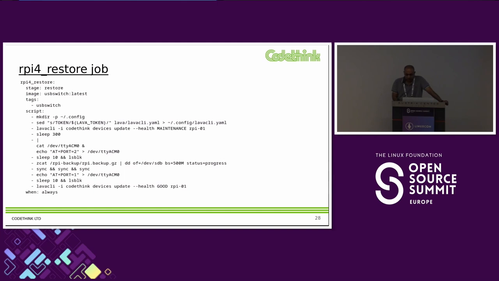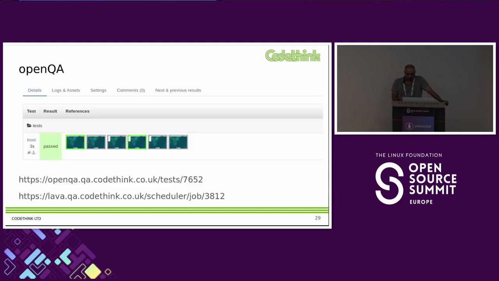This job is then quite simple, the same as the flashing job. It switches the drive back to the laptop, writes back the original image, so that the other kernel test can run after that. And this is what the final OpenQA job result looks like.